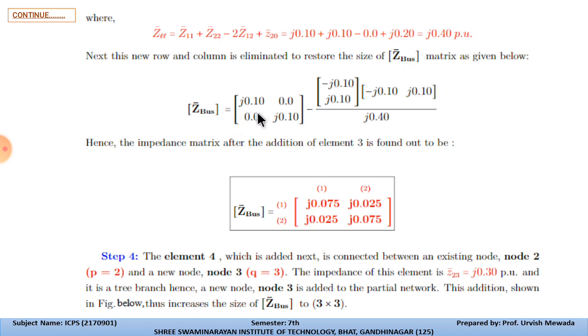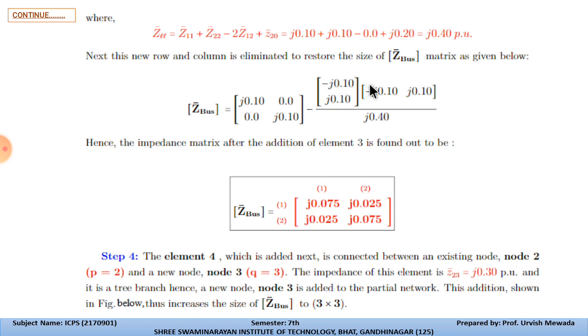So this was the old matrix and this is the new one. So Zbus is equal to j0.10, and there is no link between Z12, so it was 0, and this is 0 because there is no link between 2 and 1, and this is the 22, so that is j0.10. Now these are the values that we use over here.